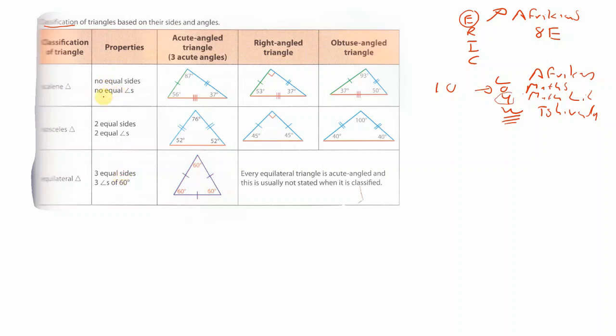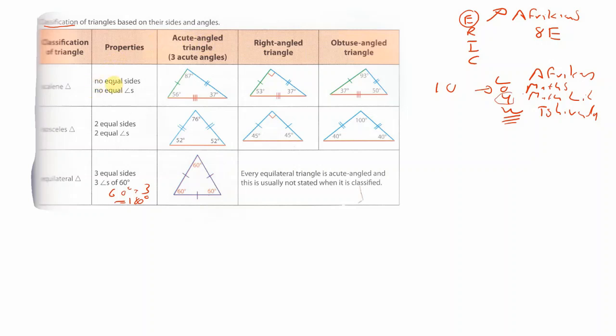When we look at the angles, because there are no equal sides, there are also no equal angles for scalene triangles. For isosceles triangles, because we have two equal sides, we will have two equal angles. That's a property of the isosceles triangle. And when it comes to the equilateral triangle, because we have three sides equal, we also will have three angles, each one being 60 degrees, because the sum of the angles of a triangle is 180, and 60 times 3 will give you 180 degrees.